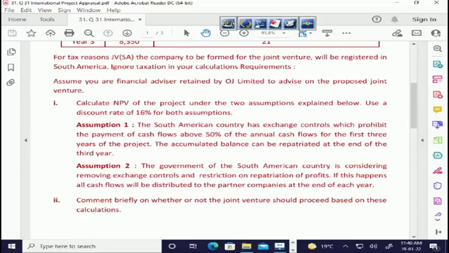Assumption 1. The South American country has exchange controls which prohibit the payment of cash flow above 50% of the annual cash flow for the first 3 years of the project. The accumulated balance can be repatriated at the end of third year. So let's discuss this part.